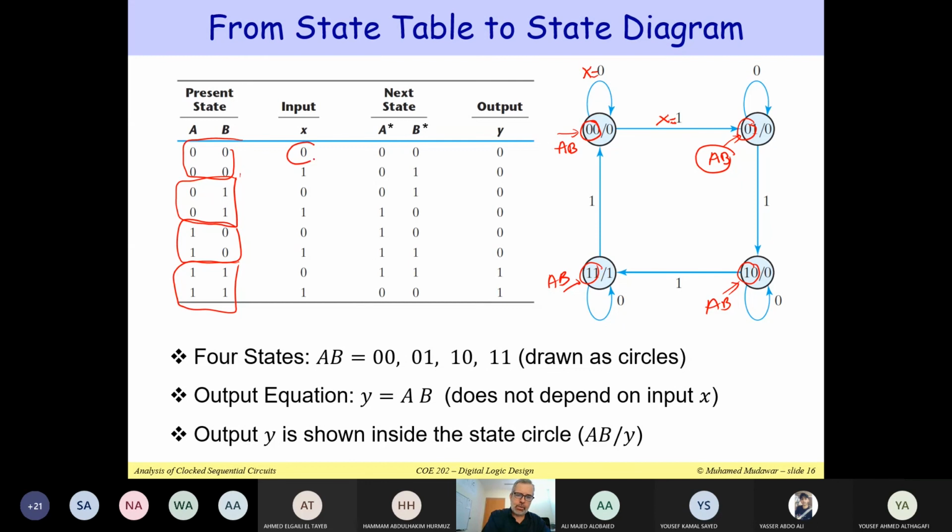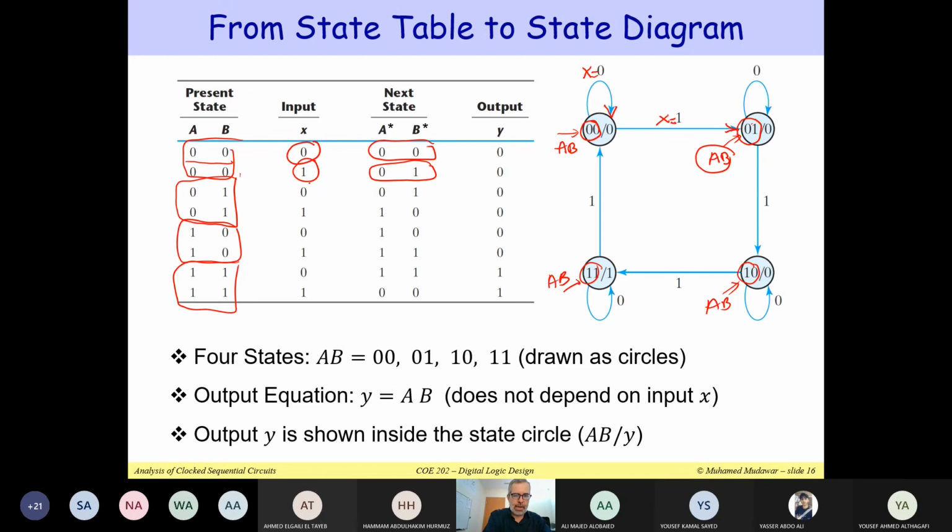So when X equal to 0 and we are in state 0,0, then the next state will be 0,0. So basically we have a transition from 0,0 back to itself when X equal to 0. When X is equal to 1, you have a transition from state 0,0 to state 0,1. Let me just clean this up. So that's here state 0,1. So you have this transition here from 0,0 to state 0,1. That's when X is equal to 1.